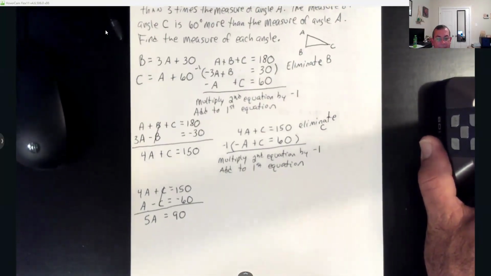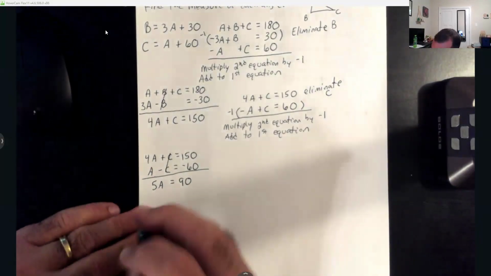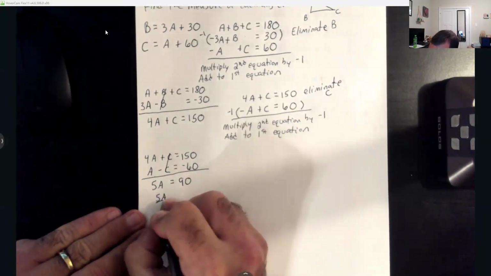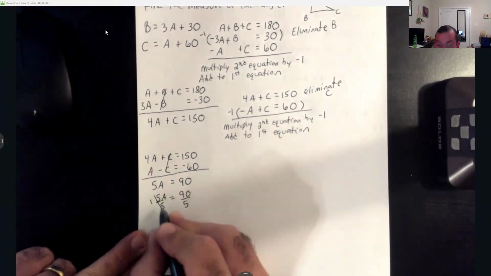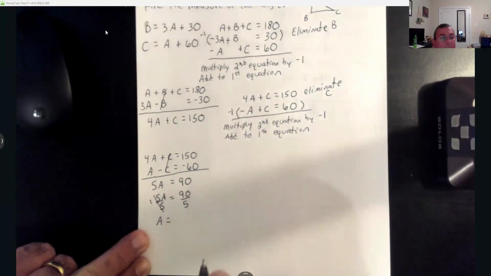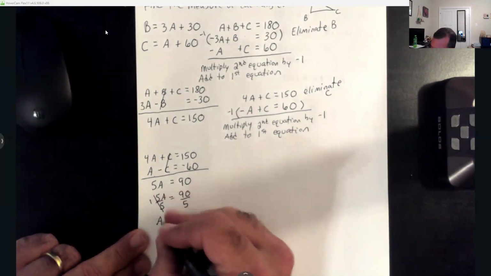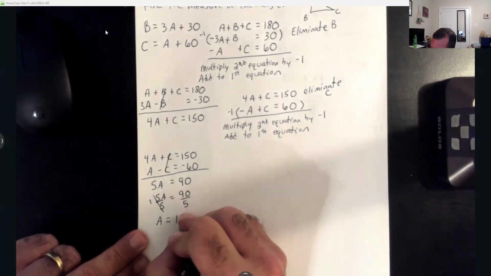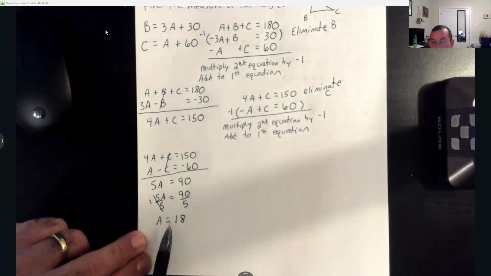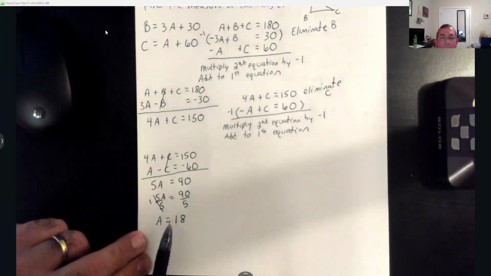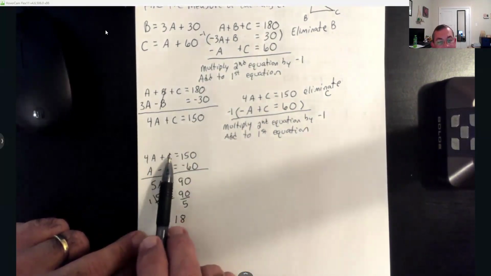All right, y'all, so I'm at the last step. I can now solve this for the A. So 5A divided by 5 will equal 90 divided by 5. That's going to cancel, giving me 1A. And then y'all, let's see, 90 divided by 5, that's going to give me 18. So we know now that angle A equals 18. So I'm going to substitute this back into one of these two equations. That'll give me my C.